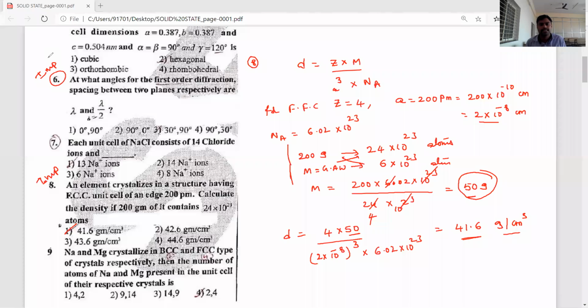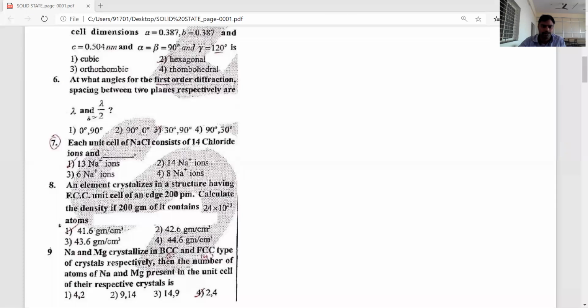One more is crystal system parameters. Crystal system parameters means edge length, axial angles, relations. That is also very important. They ask directly in CET examination, or NEET also, or in board examination also. Okay, next let's see the ninth question.